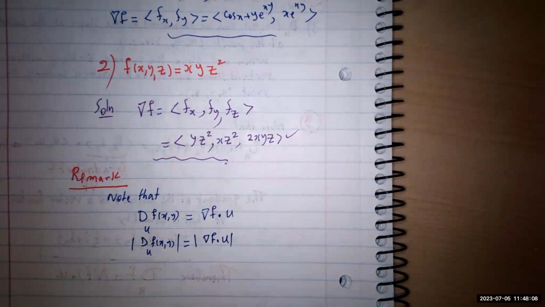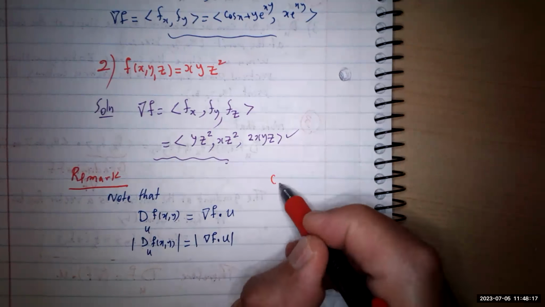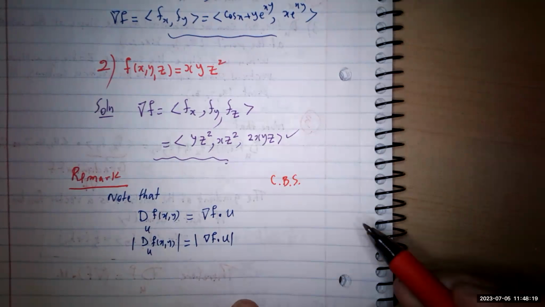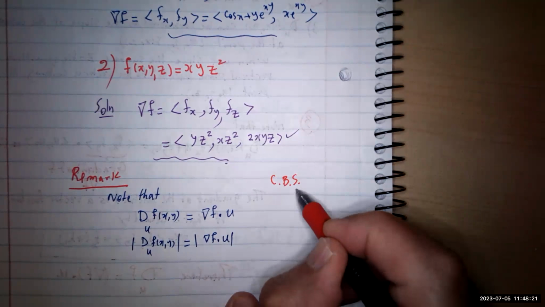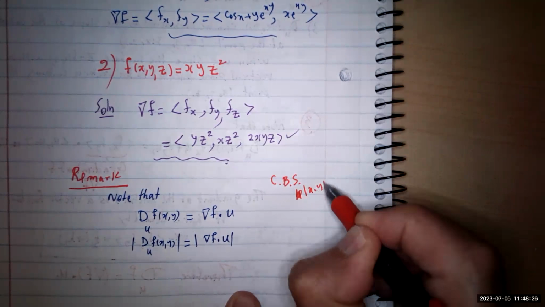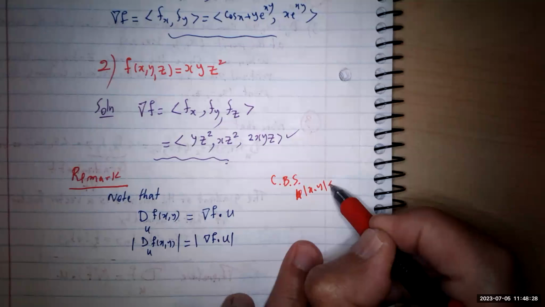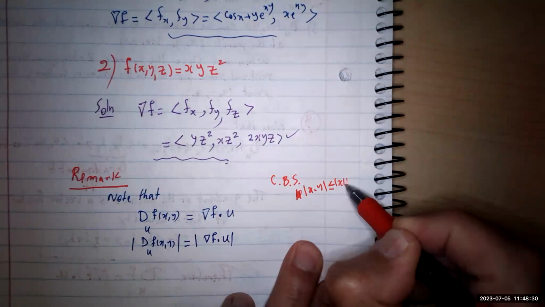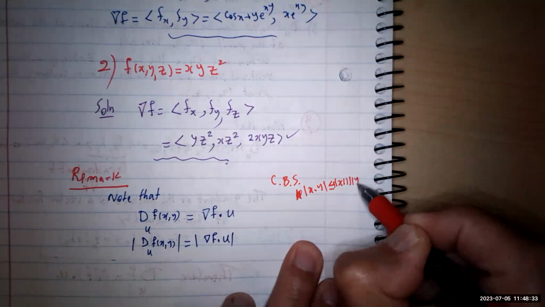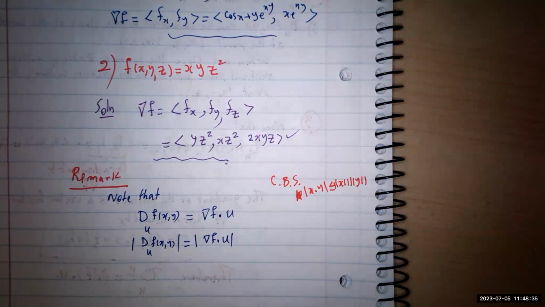Remember the Cauchy-Schwarz inequality or the CBS inequality? What is the Cauchy-Schwarz? Remember the Cauchy-Schwarz, CBS, Bunyakovsky and Schwarz? That was the absolute value of x dot y is less than or equal to the norm of x times the norm of y. That's Cauchy-Schwarz. So we can use the Cauchy-Schwarz inequality here.